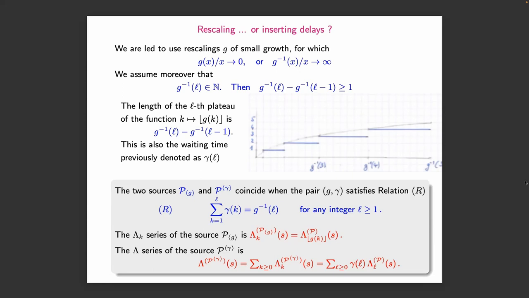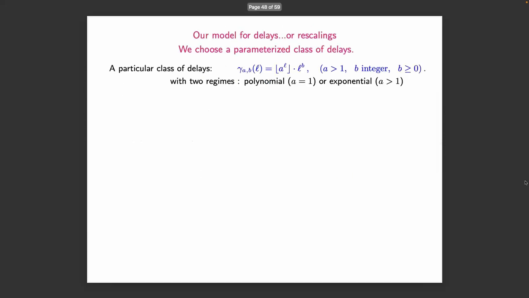Okay, so I define my starting source, and now I define a class of delays that I use in the following. So I choose for a class of delay gamma sub A and B, this delay is exactly equal to A to the L integer part times L to the B. And here is a typo because A is not a strict equality, it is a large inequality. So there are two regimes. It is polynomial if A equals 1, or exponential if A is larger than 1.